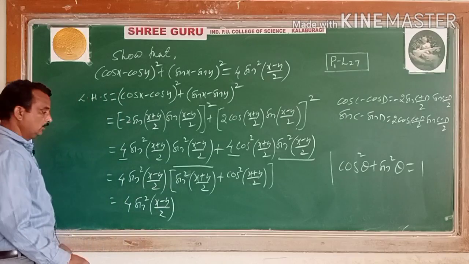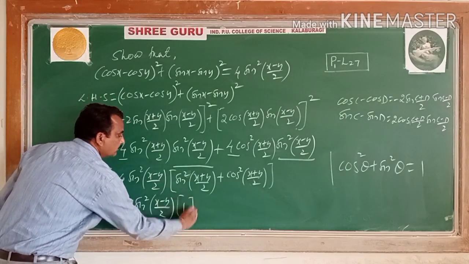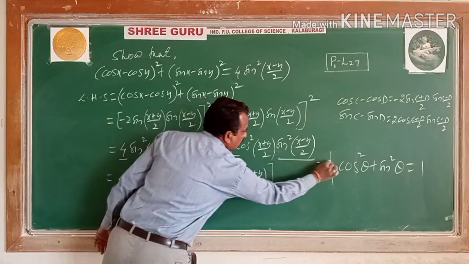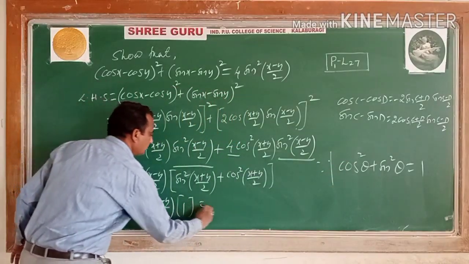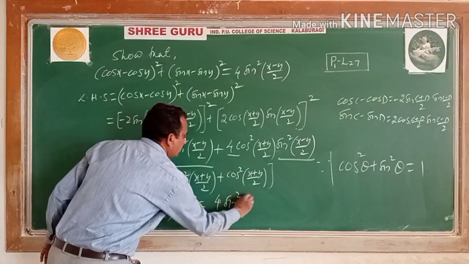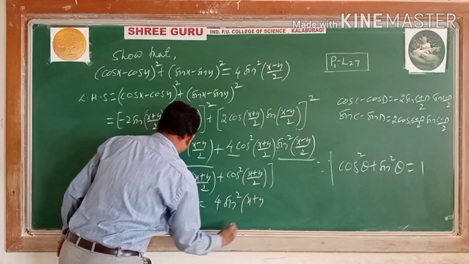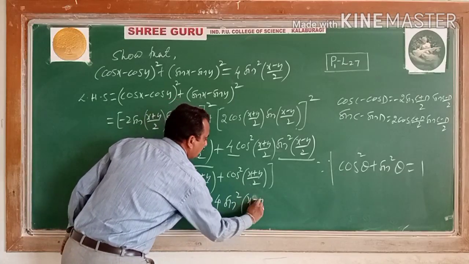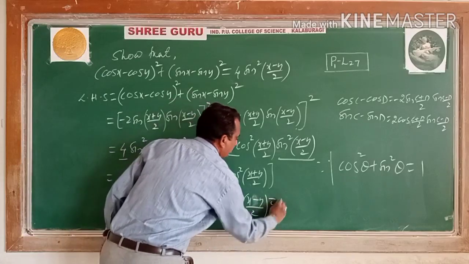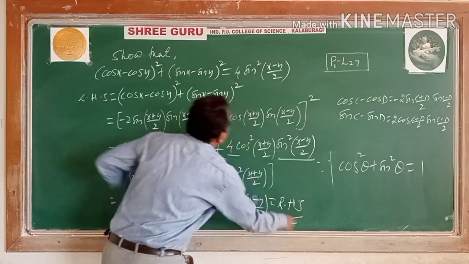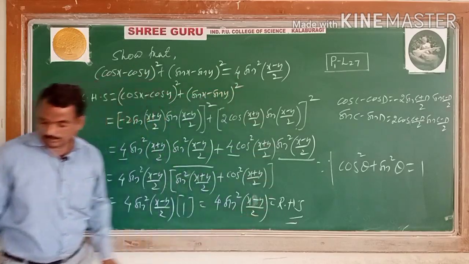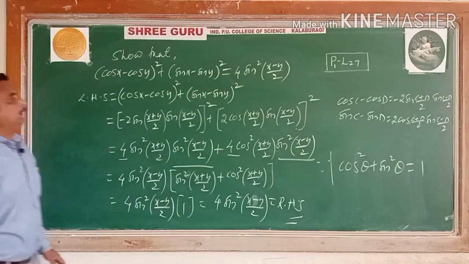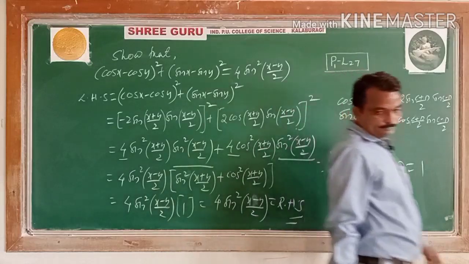X plus y by 2. So therefore this is what it is. It is 1, because cos square theta plus sin square theta equals 1. So what remains here? Therefore this is equal to 4 times sin square of x minus y by 2. Is it your RHS? This is your RHS, students. See that this is our RHS. Both the examples are the same type.